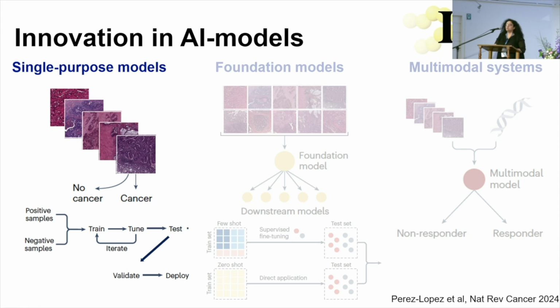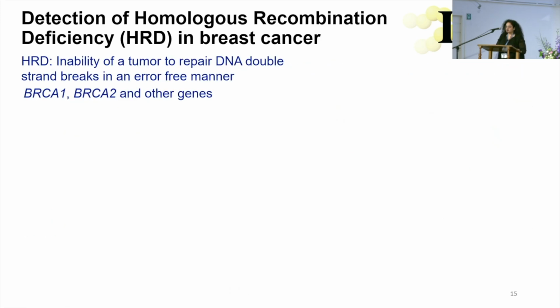I want to share with you a couple of these beautiful single-purpose models that we are now using and that perform really well, that might be relevant for invasive lobular carcinoma. Some of these models have been used for the detection of homologous recombination deficiency in breast cancer, that, as we know, is the inability of a tumor to repair DNA double-strand breaks in an error-free manner. This is usually caused by molecular alterations in HRD genes. The most famous ones are BRCA1, BRCA2, but we have a very long list of HRD genes.